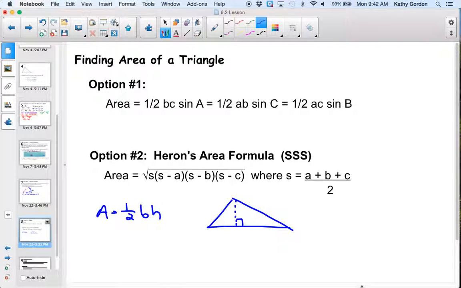Okay? So that's going to work a lot of the time. The only time that doesn't work is if you have an SSS, because again, you're not going to be given an angle if you have an SSS.